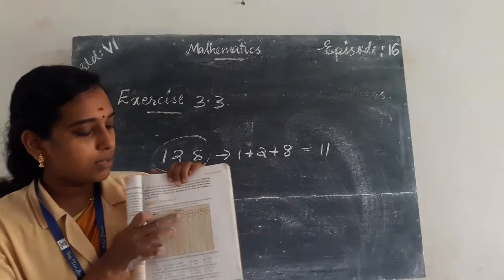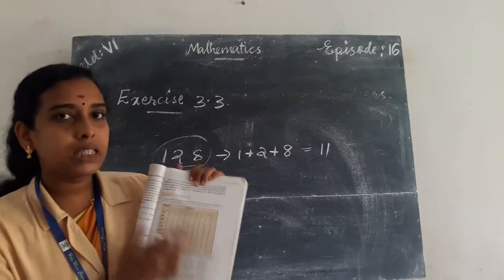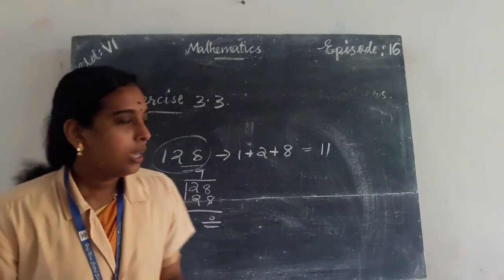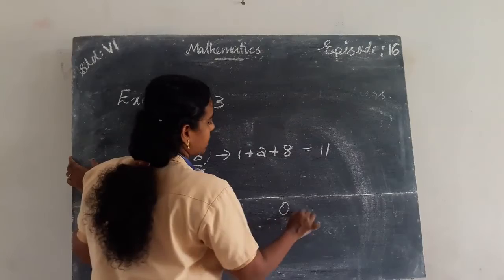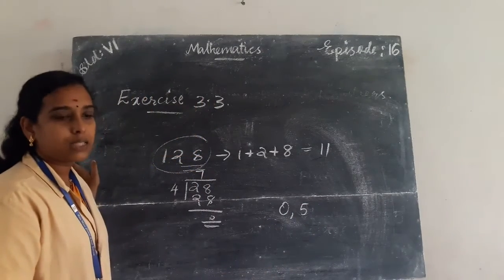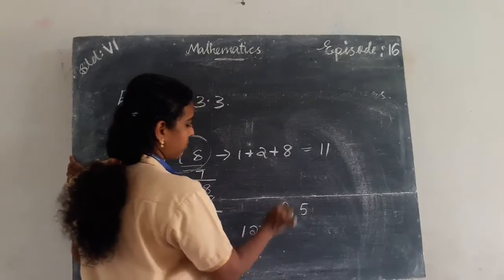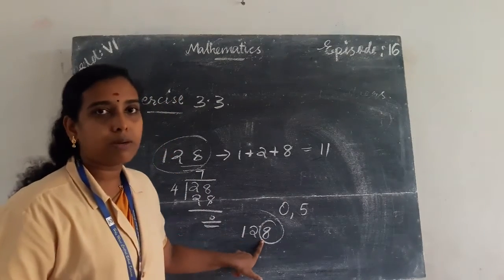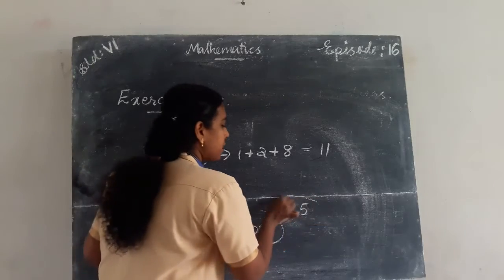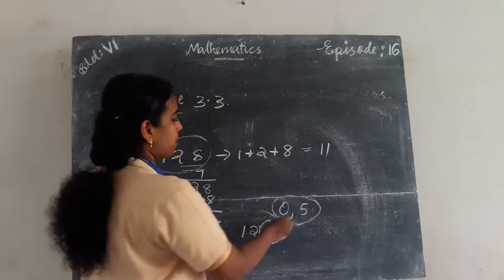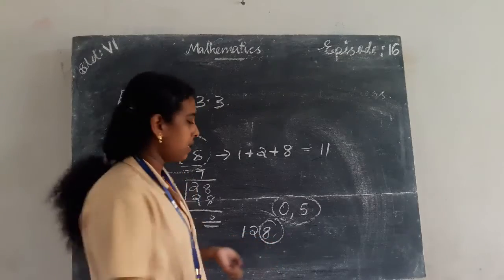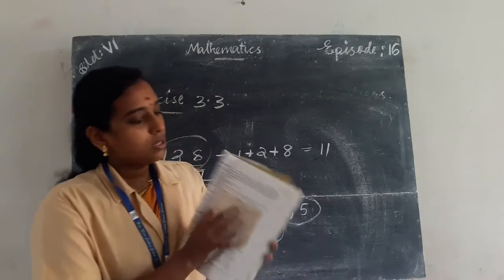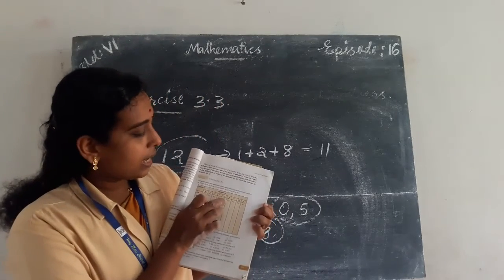And the next one is divisibility by 5. Here the number is 128. To check the divisibility of a number by 5, if 0 or 5 is at the ones place, then we can say that the number is divisible by 5. Here 8 is at the ones place, so the number is not divisible by 5. So write no.